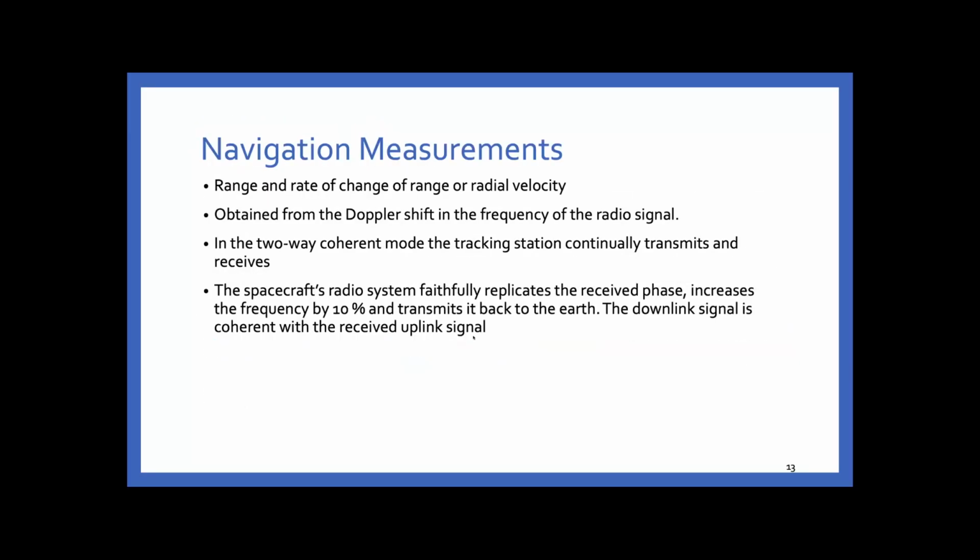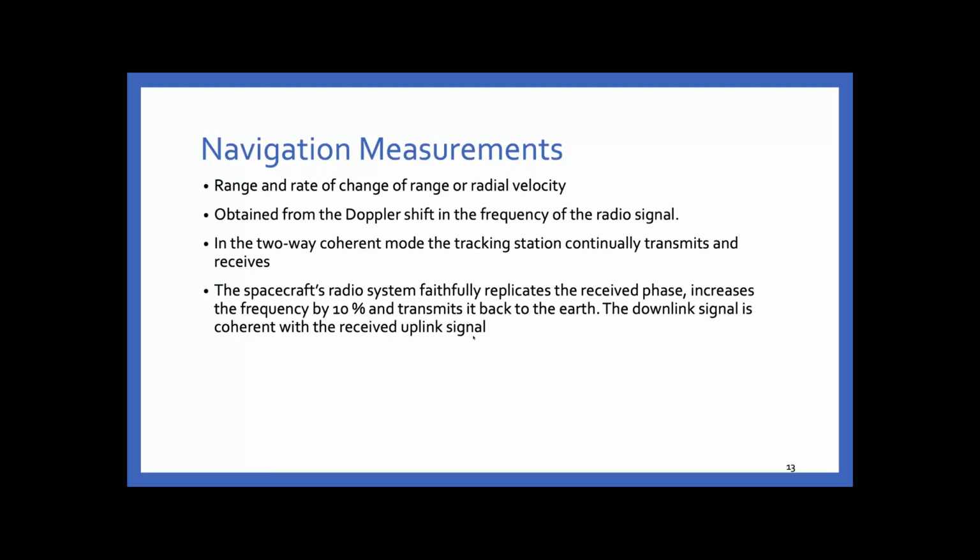So, what do we measure to do navigation with? As you saw in those videos, we're measuring the line of sight velocity and the time it takes a signal to go to the spacecraft and back from a station on the Earth. And in a two-way coherent mode, the tracking station is continually transmitting to the spacecraft, and it's multiplying the frequency up so it isn't confused with the downlink signal and sends it back. And that coherent data is the basic data by which we do navigation.